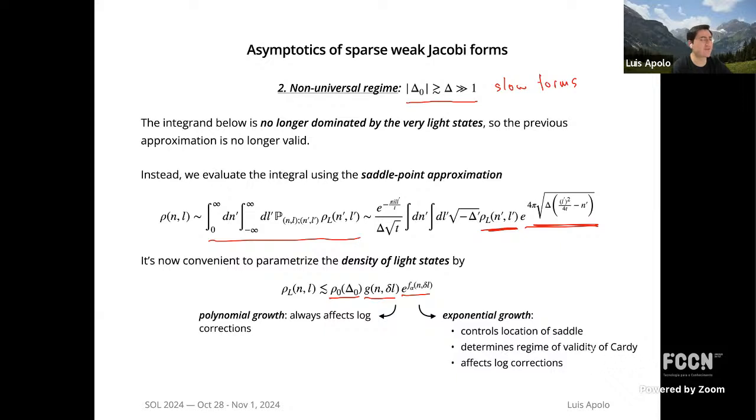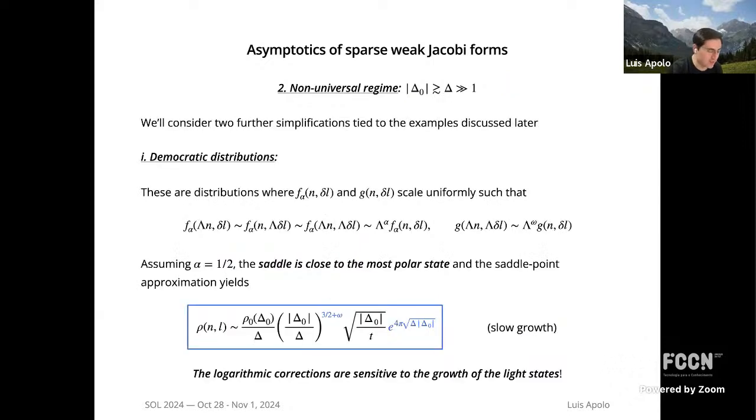parameterization of the density of light states, I can go ahead and use the saddle point approximation to try to extract the density of states here. But it turns out that even this is a bit complicated. So we end up considering different cases which will be realized in the examples that I will discuss later on. So because I'm running out of time, I'm going to basically skip some of the details here and just tell you the following. So we consider certain distributions that we call democratic, where the parameters scale in a democratic fashion.